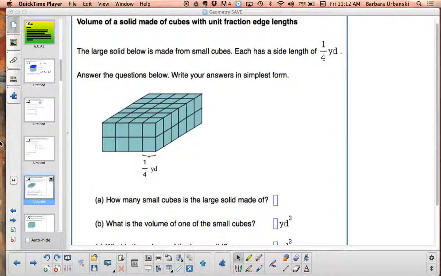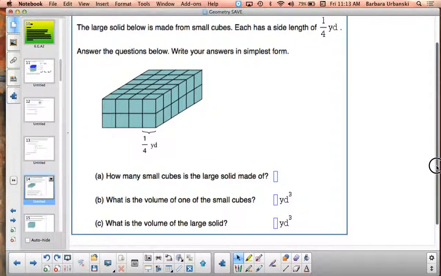Okay, today we're going to be looking at finding the volume of a solid made of cubes. Now they're using unit fraction edge lengths. This is important because this is one of the state standards, and a lot of times we're just used to finding the volume with whole numbers. So students are going to have to be very careful when they look at something like this, that they are actually looking to see what each edge is worth, okay?